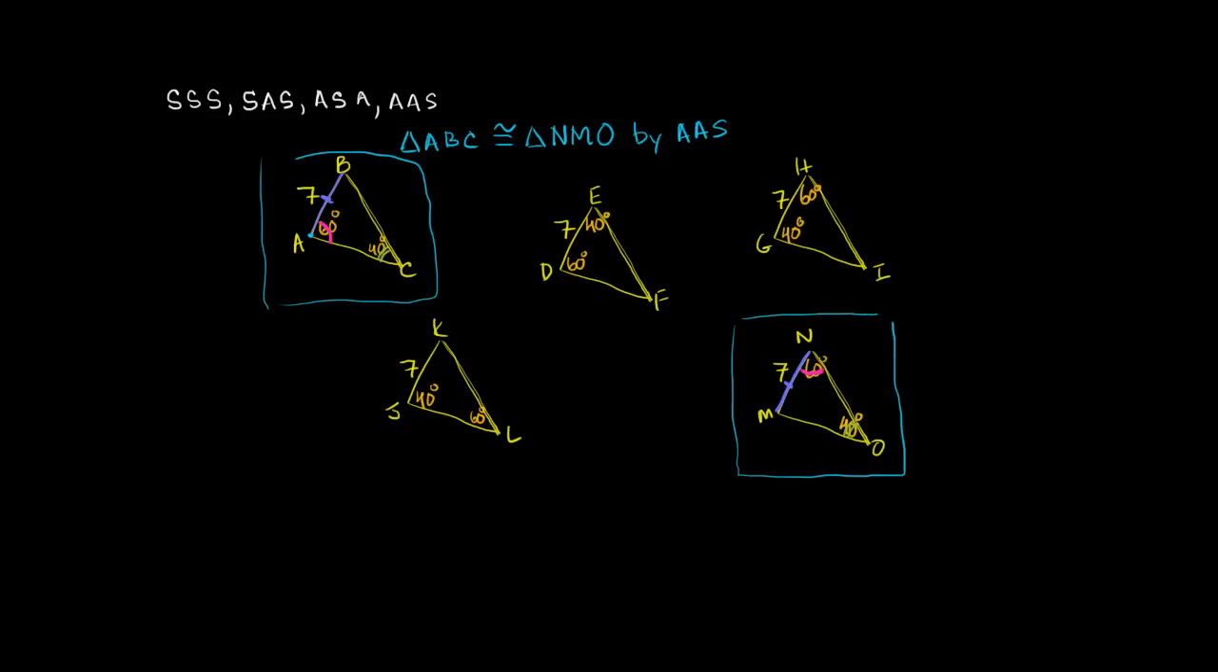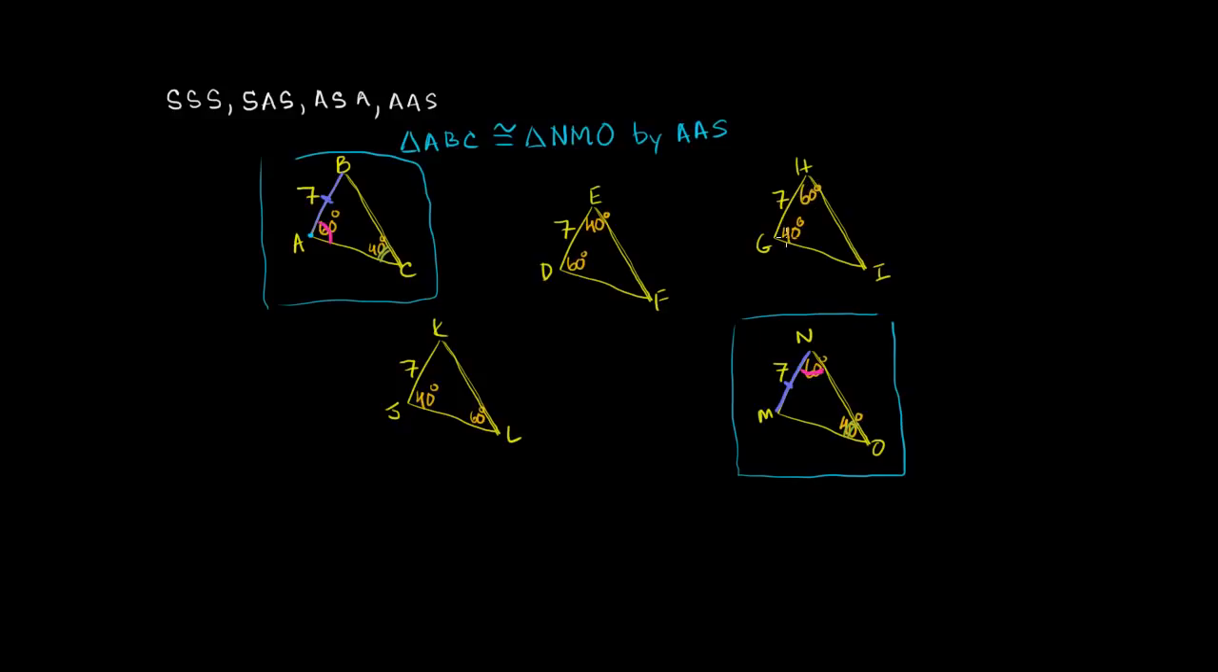Now let's look at these two characters. Here we have an angle, 40 degrees, a side in between, and then another angle. So it looks like ASA is going to be involved. We look at this one right over here. We have 40 degrees, 40 degrees, 7, and then 60.